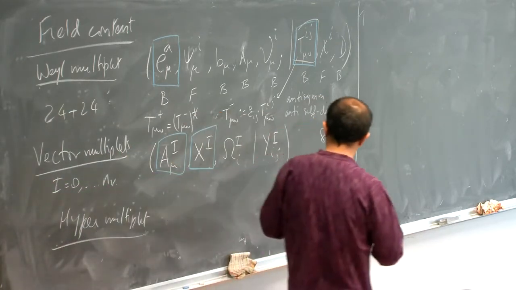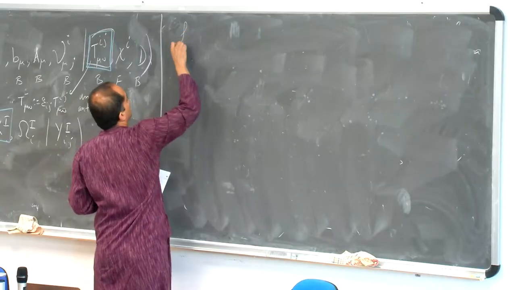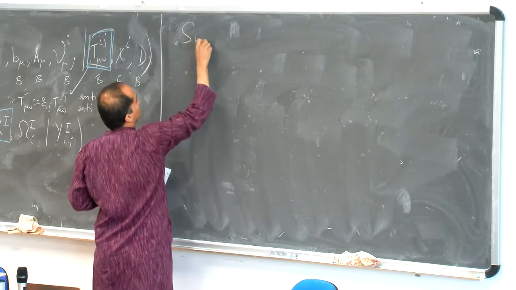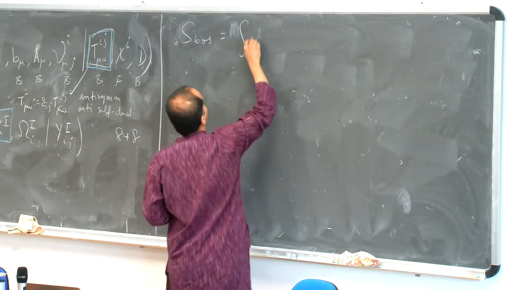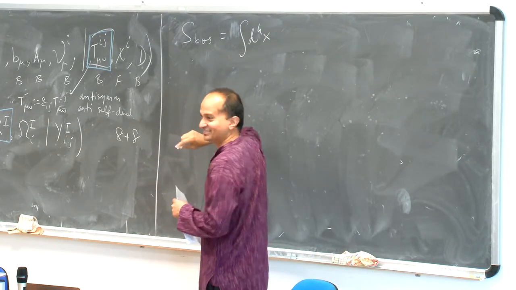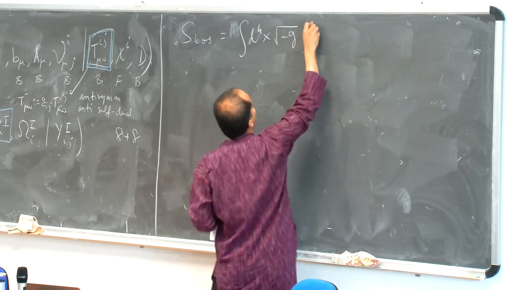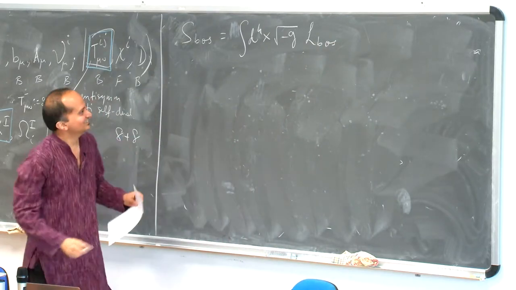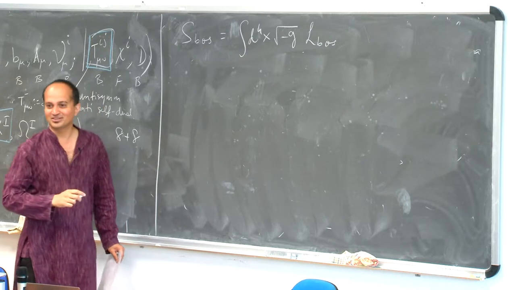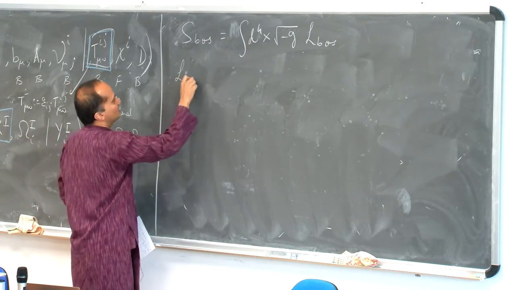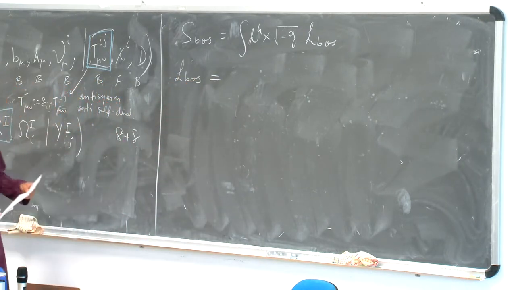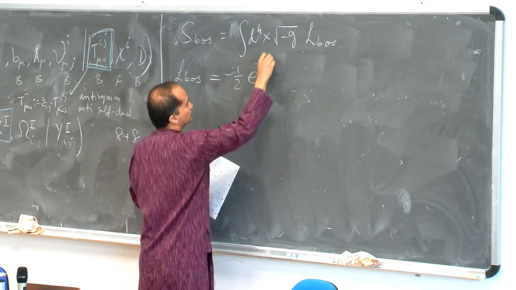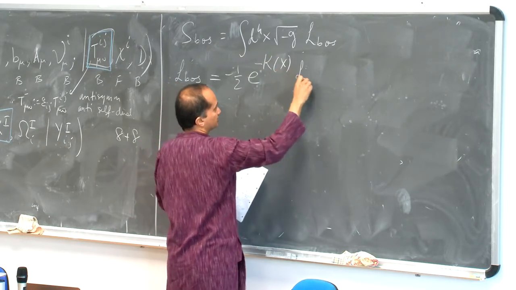So before telling you what the solution is, let me write down what the action is. So the action in this case is very exciting. Unlike in some previous lectures, I don't know where Alberto is, that is. And because of that, I will write it down. So here is the Lagrangian. It's good to write it down once. It's actually quite exciting.